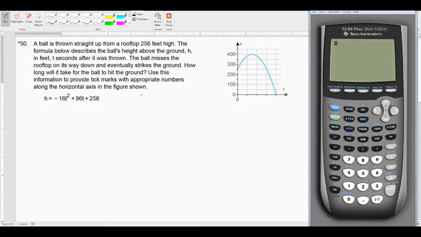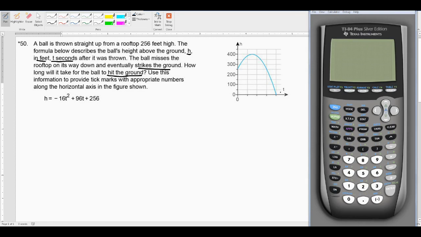In this example, you have a bunch of information. T is seconds, and H is feet. That's the height. It eventually strikes the ground. How long will it take for the ball to hit the ground?